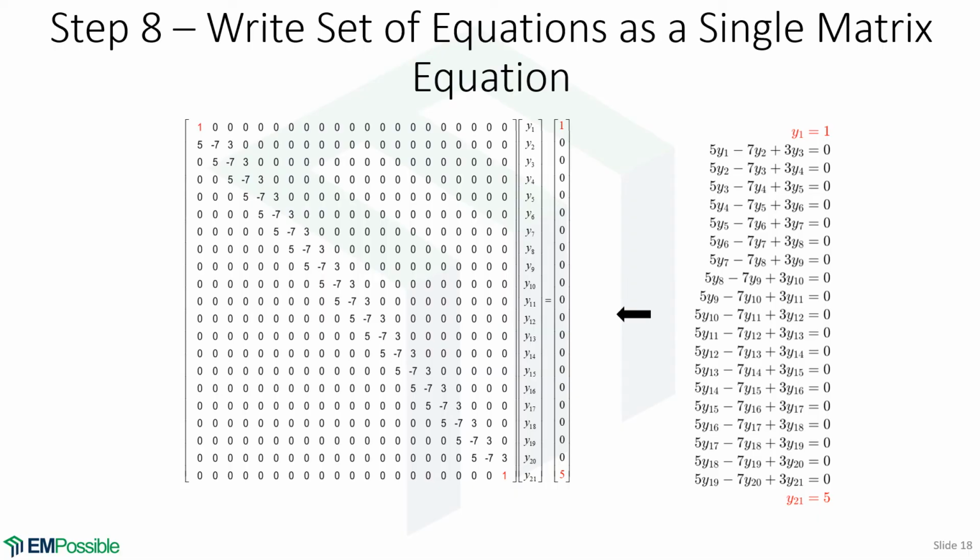Let's go to the second equation. We have 5y1 minus 7y2 plus 3y3. Now if we go over, we have 5 multiplying y1, minus 7 multiplying y2, and a positive 3 multiplying y3. The rest is 0, so they're not even there. So we do have 5y1 minus 7y2 plus 3y3 equals 0. So our 21 equations have been put into a matrix form, and this is a 21 by 21 matrix.